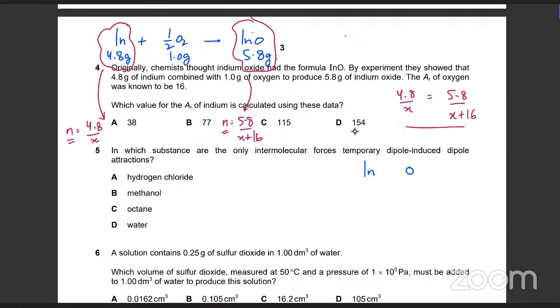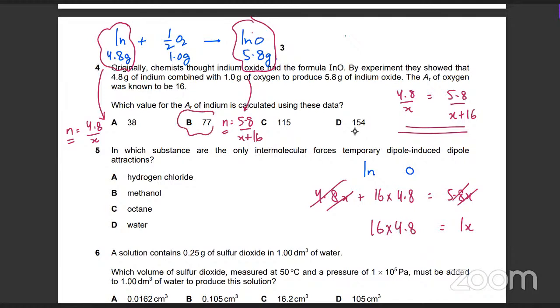First, let's do the moles part. You can figure out what the answer is. 4.8 times (X plus 16) is equal to 5.8X, right? So if I take this to the other side, it becomes 5.8 minus 4.8, which is what? 1X. And 4.8 into 16 comes to 76.8. So we're getting 77, right?